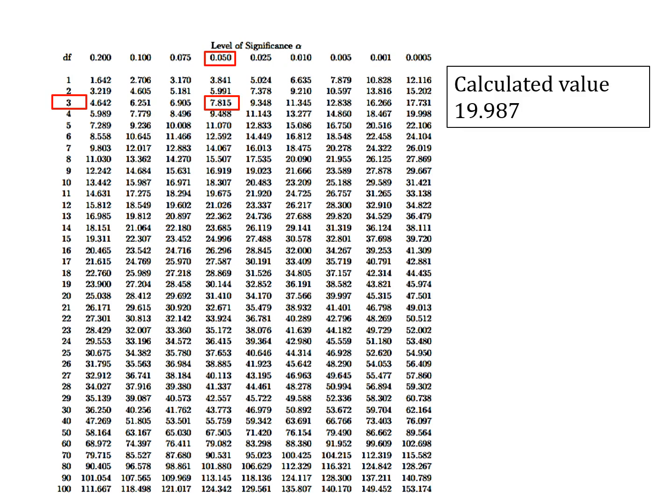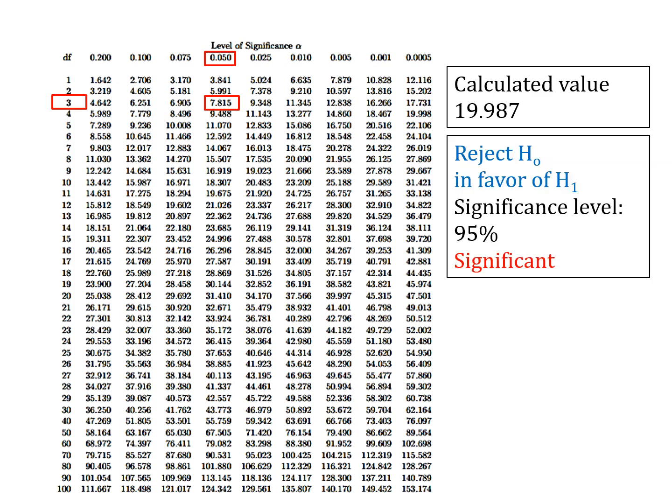So what was our calculated value? Our calculated value was 19.987. So which one is greater, our calculated value or the table value? Obviously our calculated value is greater, 19.987. It means that we reject the null hypothesis in favor of the alternate hypothesis. And the significance level is 95%, which is said to be significant. Now we are also interested in seeing our next significance level. At this step we reject the null hypothesis, so the null hypothesis stands rejected at this point.